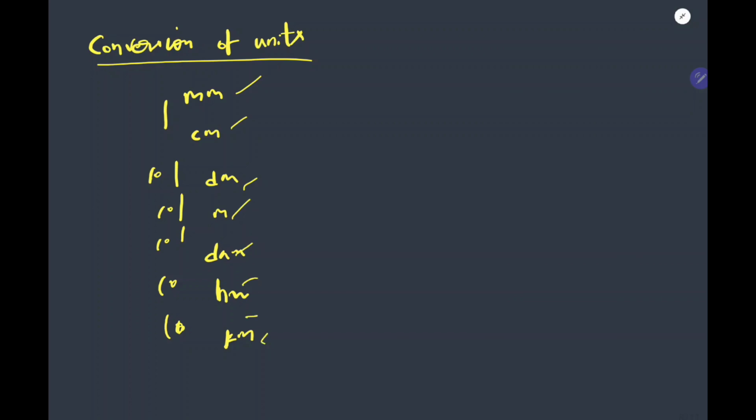So I'm asking the question, is there any possibility to change the units from one unit to another unit? Yes, there is a clear possibility to convert the units from one unit to another. So I will show the different kinds of units for you. 1 kilometer is equal to 1000 meters. This is the conversion. 1 kilometer can be converted into 1000 meters.